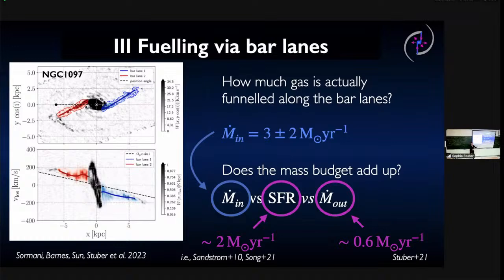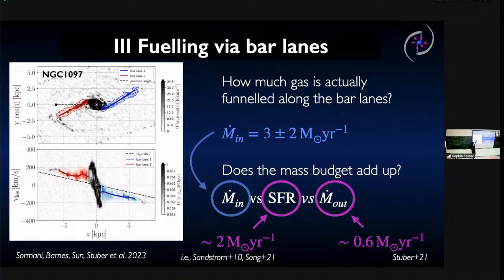We have gas flowing inwards along these bar lanes, gas that funnels to the center. We have gas that is consumed by global star formation, so it gets removed from this equation, which is about 2 solar masses per year. And we also have gas that is being pushed outwards again, outflows. The so-called outflow rate is about 7.6. So in this case, while also giving you large uncertainties, the values add up nicely, but of course, the goal is to expand this to more galaxies, which Marina will have a look into in the future, to really find out if this mass budget also works for other galaxies.